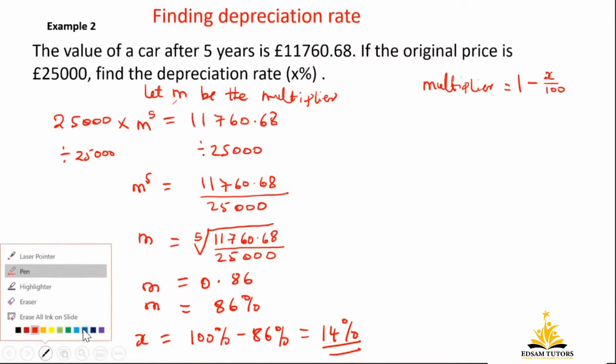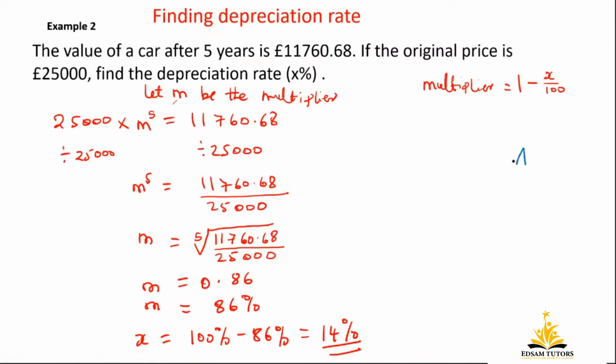Now let's check our answer. Make sure we are good. So answer check. 25,000 times 0.86 to the power of 5. Put on calculator. And you check on your calculator, so make sure you're getting it right. And it gave me the same answer there. So I know that my rate is correct.